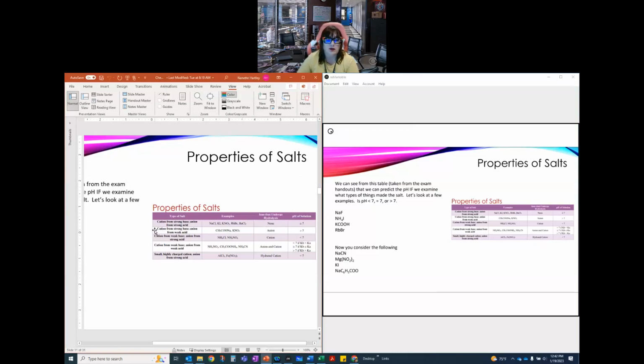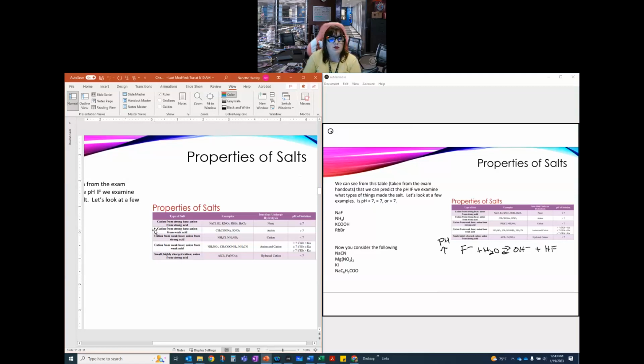If we have a cation from a strong base and an anion from a weak acid, when we do that, that means we're going to form that OH minus just like we did with the HF reaction. So with the anion from a weak acid, that F minus plus an H2O gives us that OH minus plus HF, and of course that raises our pH.